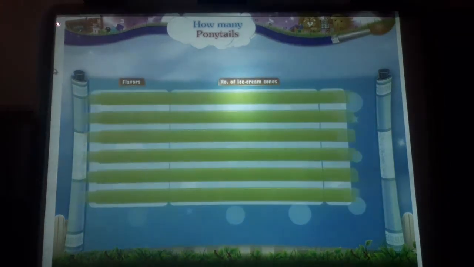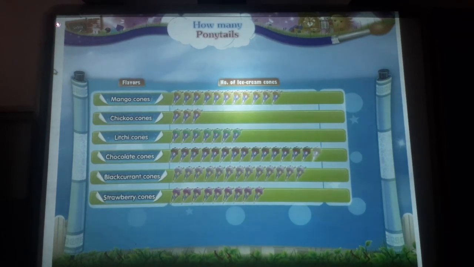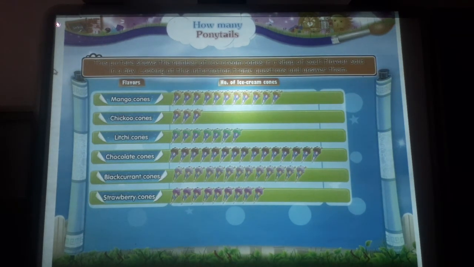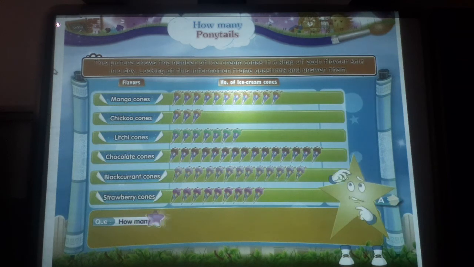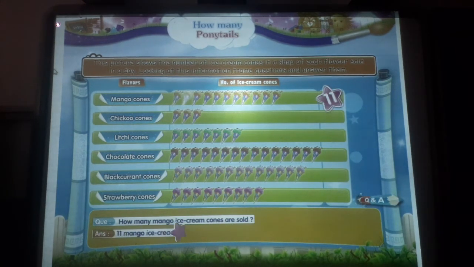Let us take a look at one more pictorial information. This picture shows the number of ice cream cones in a shop of each flavor sold in a day. Look at this information. We have to frame questions and answer them. Our first question. How many mango ice cream cones are sold? Looking at the picture, we know that 11 mango ice cream cones are sold.